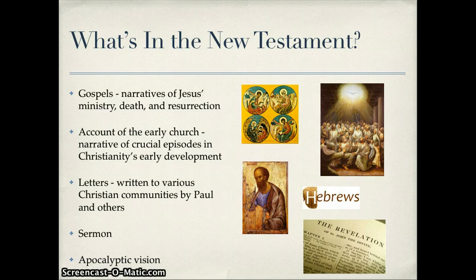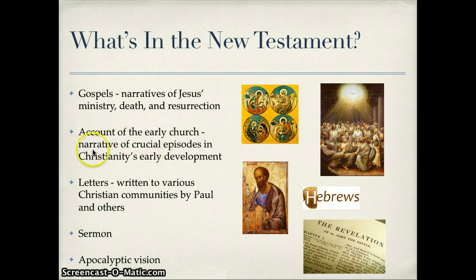Okay, so what is contained in the New Testament? Well, you've got about 5 different major genres of literature. The first is referred to as Gospels, which are narratives of Jesus' ministry, death, and resurrection. There are 4 of them. These are depictions of the 4 writers of the Gospels in the New Testament, and that would be Matthew, Mark, Luke, and John.